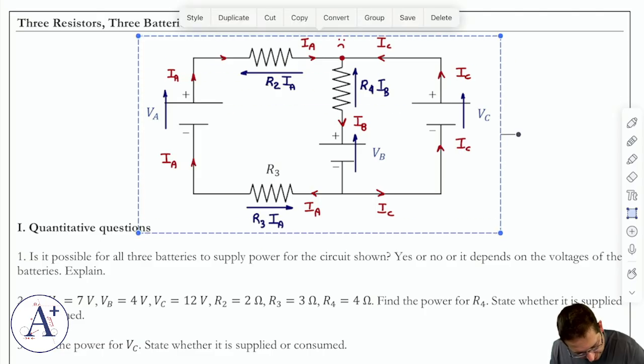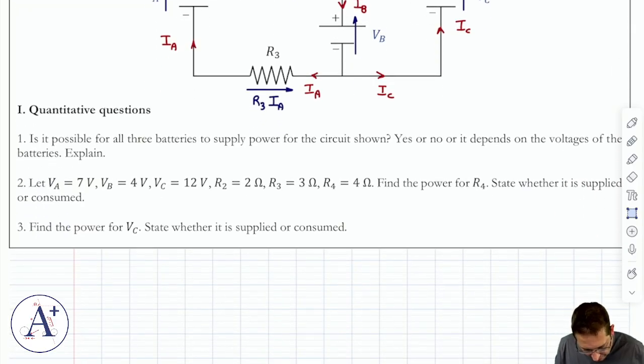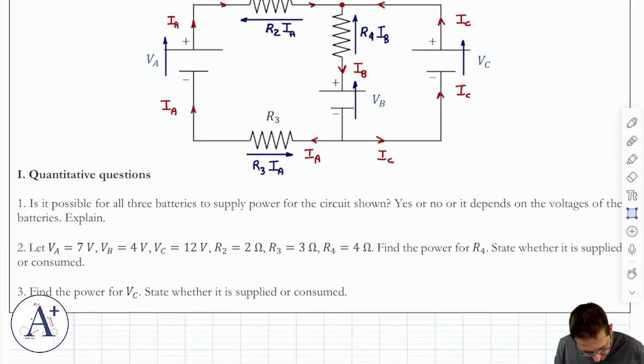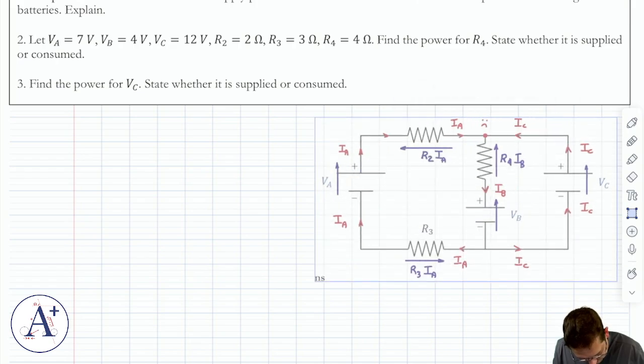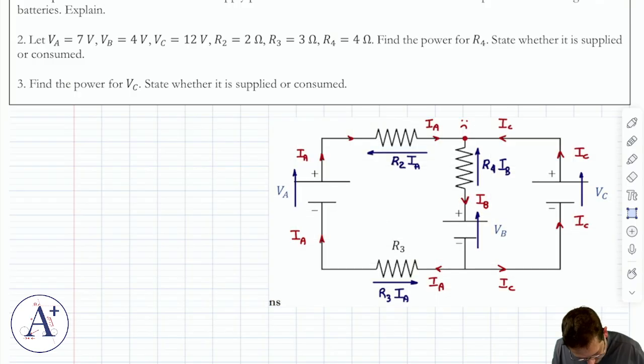Okay, so let's make a copy of this. And then let's find the power for R4 and state whether it is supplied or consumed. Okay, so I'm going to put that here, make it a little bigger. All right, maybe just get rid of the smiley face. We don't really need that. And then get rid of this little thing here. Okay, cool. All right, now is the power for R4 supplied or consumed? Well, at least I know that. It's always consumed because resistors always consume power. So that takes care of that.